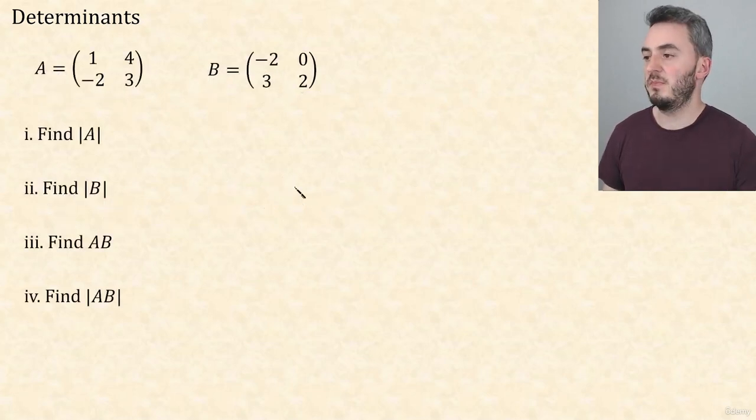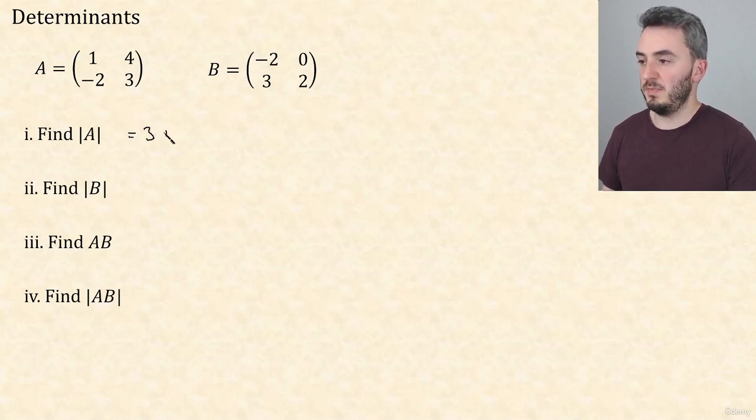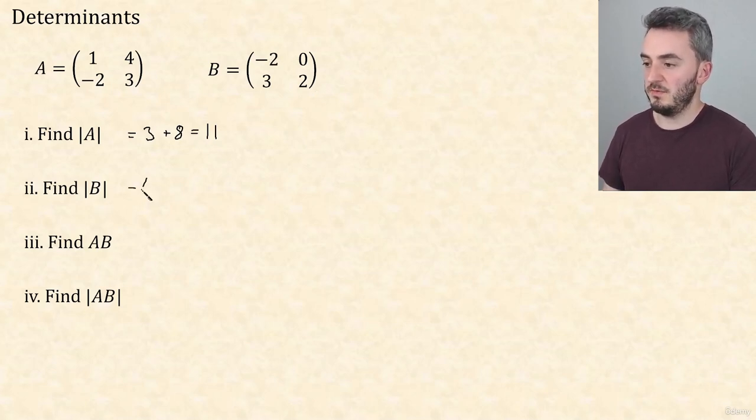Okay, we're now going to discover a neat property of determinants. So find the modulus of, or the determinant of A. So that's 1 times 3 minus 4 times minus 2, so that's plus 8. So that's 11. What about for B? Well, it's minus 2 times 2, which is minus 4, minus 0 times 3, and that's just negative 4.